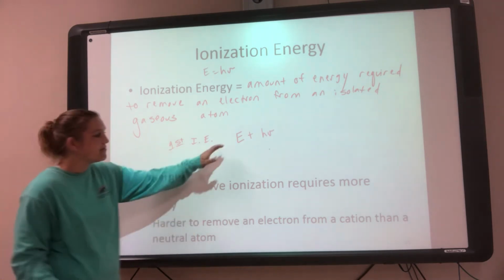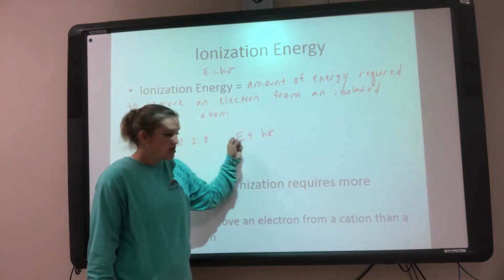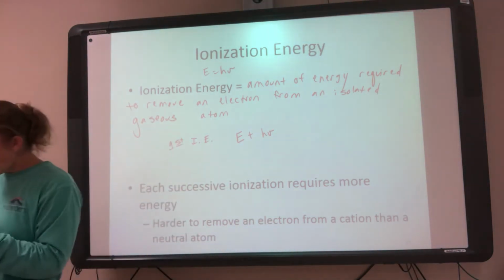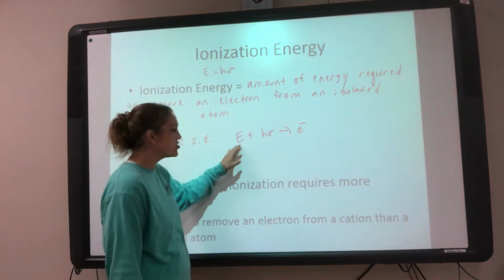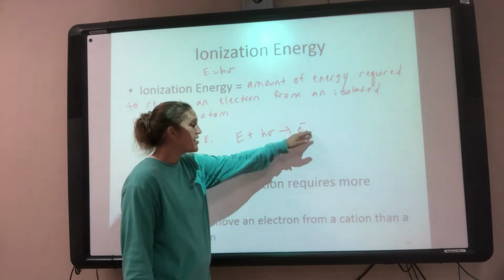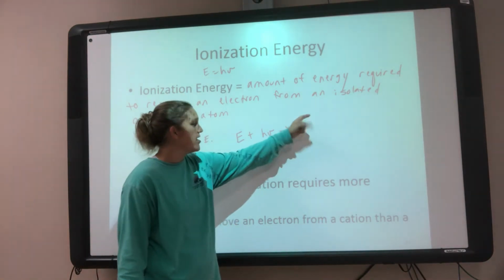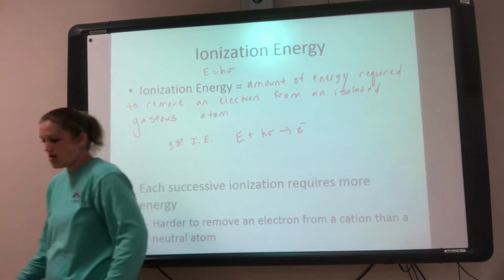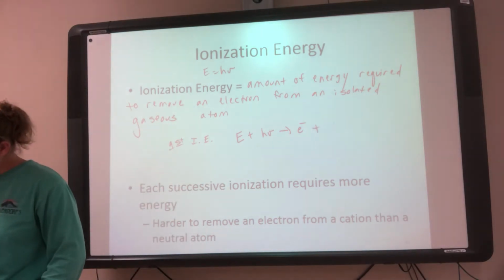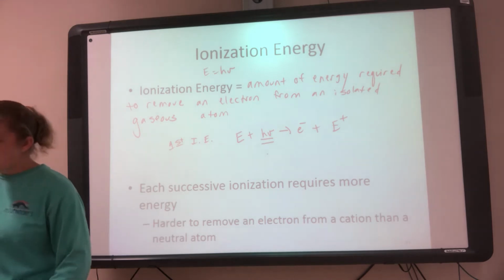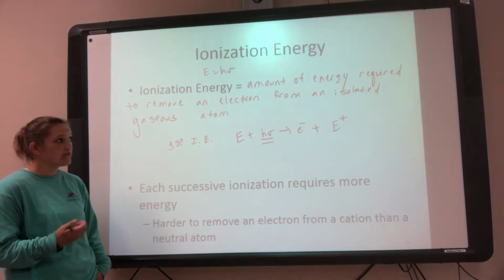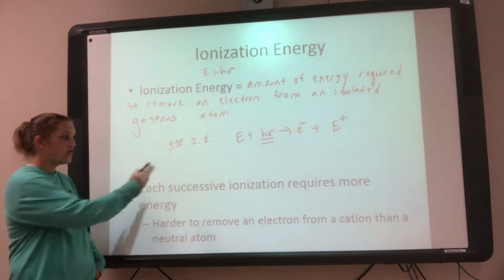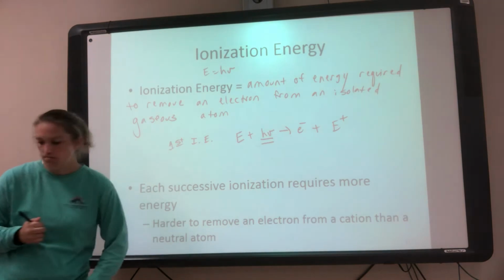So I have my element, I put in some energy, and when I put in the energy, I'm gonna pull out an electron. So I have my element, I put in some energy, and I'll pull out an electron. When I pull out an electron, I get the electron, and then what's left over is a cation. This amount of energy that it took to do this was my ionization energy. Okay? That was the amount of energy it took to remove the electron the first time, that first electron.